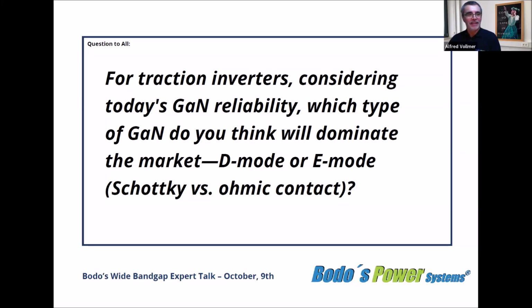Okay. For traction inverters, considering today's GaN reliability, which type of GaN do you think will dominate the market, D mode or E mode? Schottky versus ohmic contact.